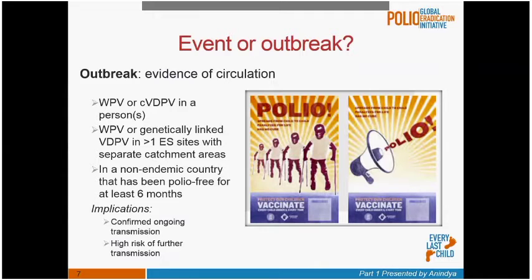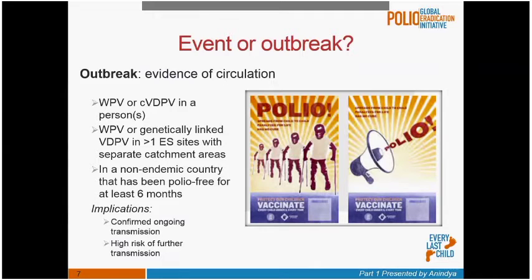ES stands for environmental surveillance site with separate catchment areas. All this is a little difficult, but let me give you just one example to establish that. We had isolated a vaccine-derived polio virus in Nigeria, one sample from one environmental site. Now, if you went back to your previous slide, that would be an event.